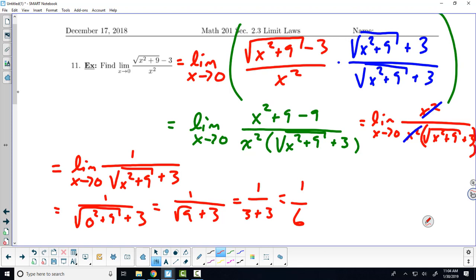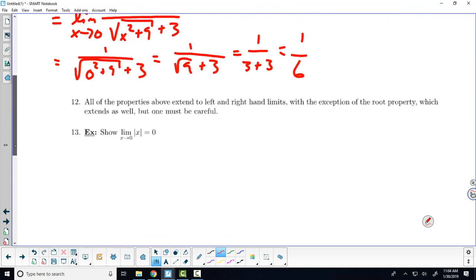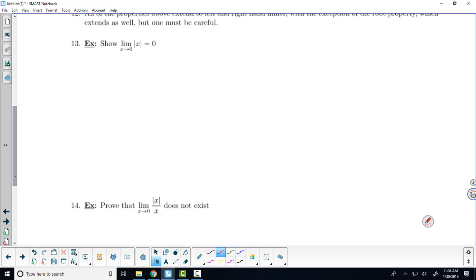Yes? Just an admin question. Are we allowed flashcards on a test? No. On the final exam, you're allowed one 3x5 card, but not on the exams. No. Okay. Great. Holy smokes. All right, let's keep rolling.